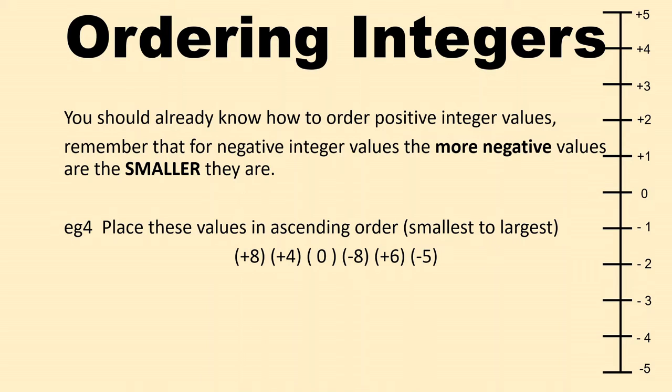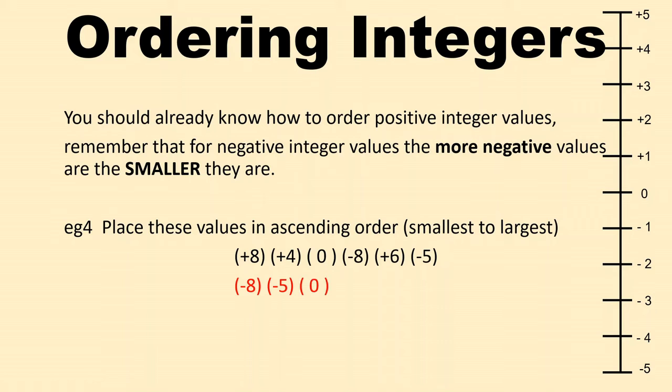So in example 4, let's put these values in ascending order. That's from smallest to largest. And you may want to write that down because you could see this wording on an exam and not be clear on what it means. Ascending means going upwards, so from smallest to biggest. We want to put the smallest value first, which is the most negative value. A lot of people make the mistake of saying 0 is the smallest value here, but look carefully at the signs. These two values are negative. Which one's more negative? Negative 8 is the smallest, then negative 5, then 0.